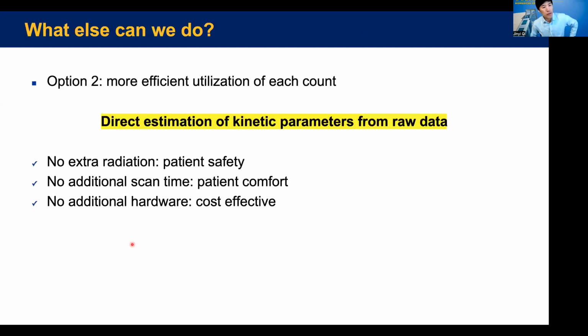So this brings us to the next option. Okay, can we have a better way to make more efficient utilization of every photon that we detect? So this leads us to the direct estimation of kinetic parameters from raw data. It has several benefits: there's no extra radiation, no additional scan time, and also no additional hardware cost.